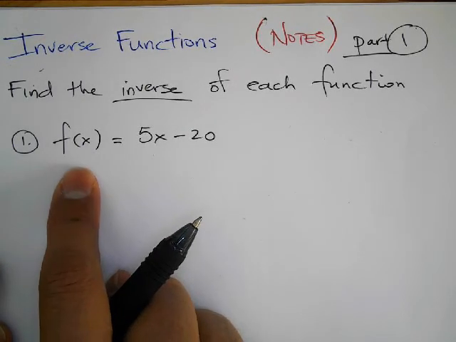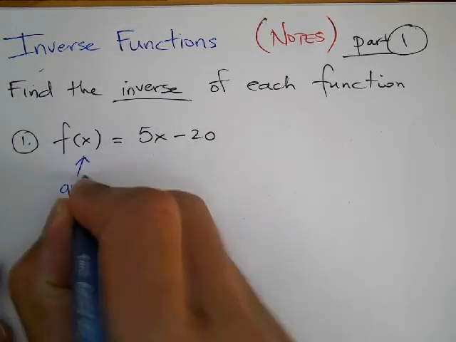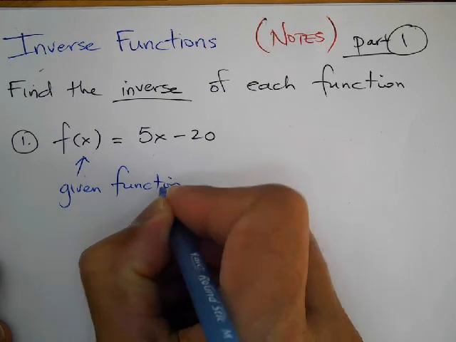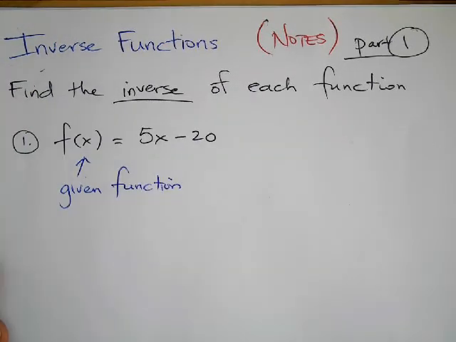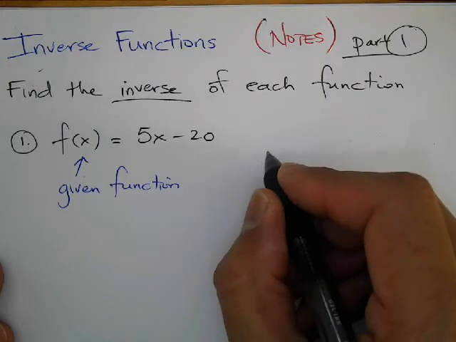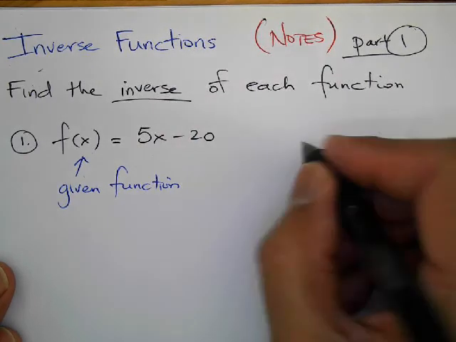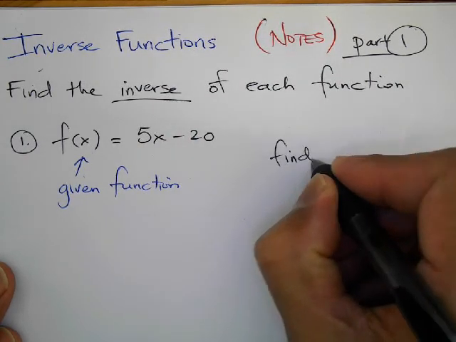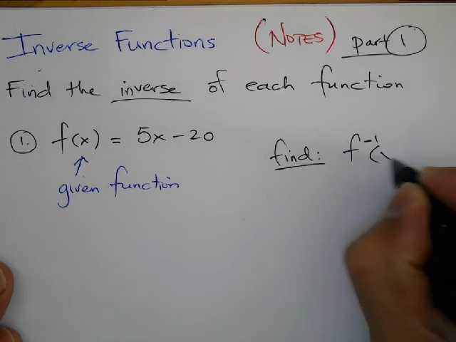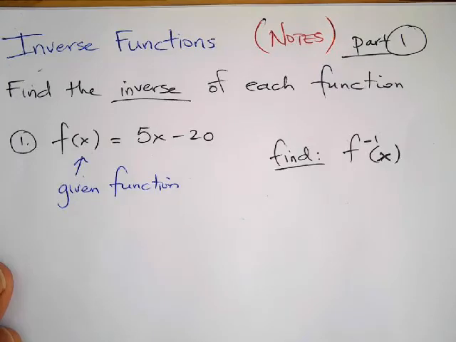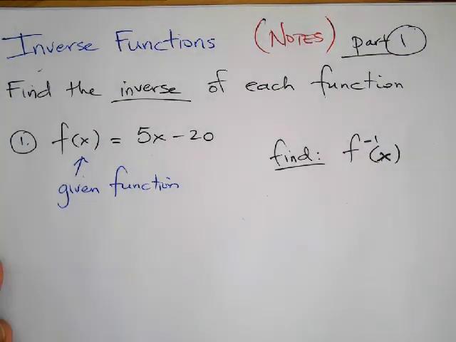If this is your given function, right? This is your given function. So you don't have to find that. That's already given to you, right? F of x is equal to 5x minus 20. When they say find the inverse, they're asking you to find this. The notation for the inverse is this: f negative 1 of x. When you see the little exponent right there to the power of negative 1, that's the inverse function.